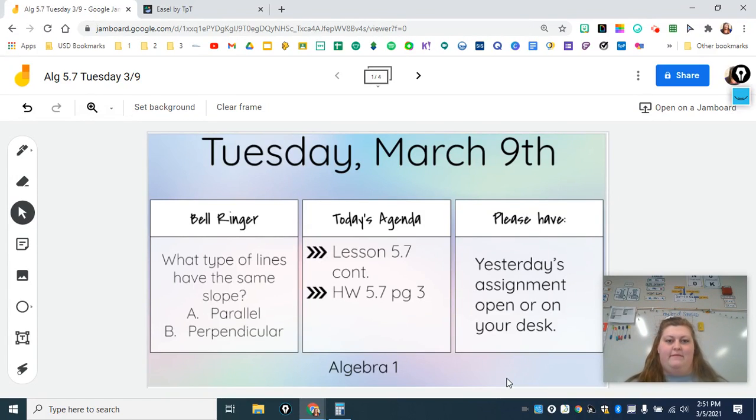Good morning, everyone. Today is Tuesday, March 9th, and we are going to continue on with lesson 5.7 and then do page 3 of our homework from yesterday as our assignment today.